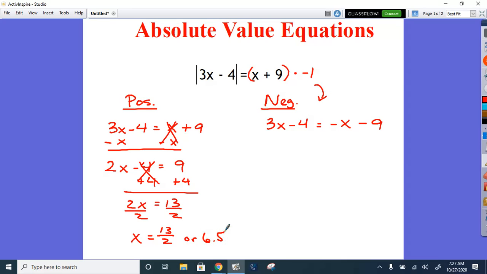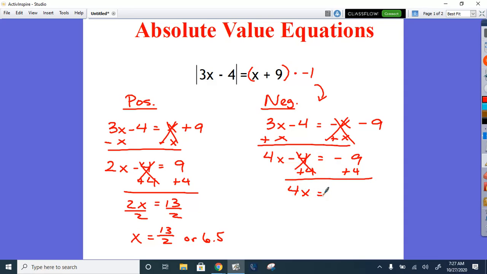Okay? Now here, as we did in past examples, a lot of times the steps were the same. Here it's a little bit different because you have the variable on both sides. So I'm still going to move this negative x because it's smaller, but in this case, I'm actually going to add x to both sides in order to eliminate it. I get 4x minus 4 equals negative 9. Add 4 to both sides. 4x is equal to negative 5. And then divide both sides by 4. So x is equal to negative 5/4 or negative 1.25.